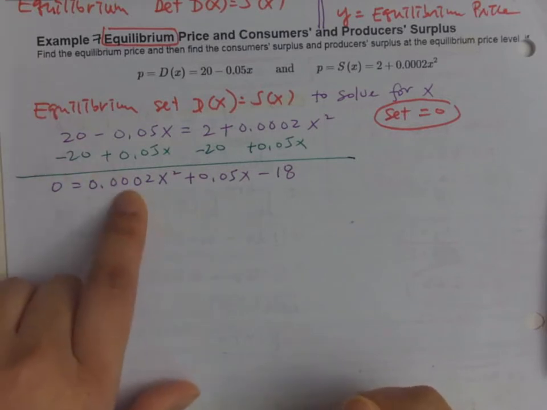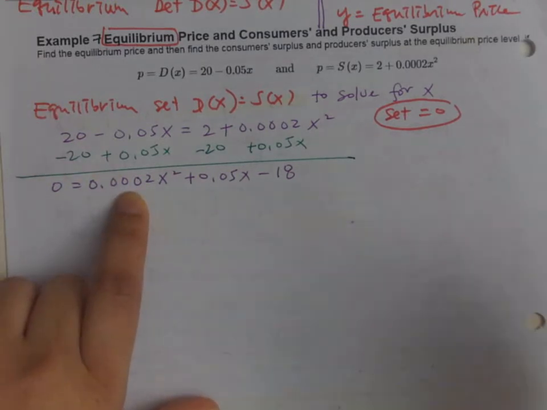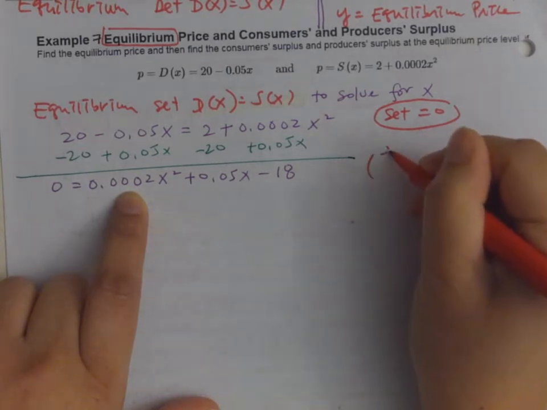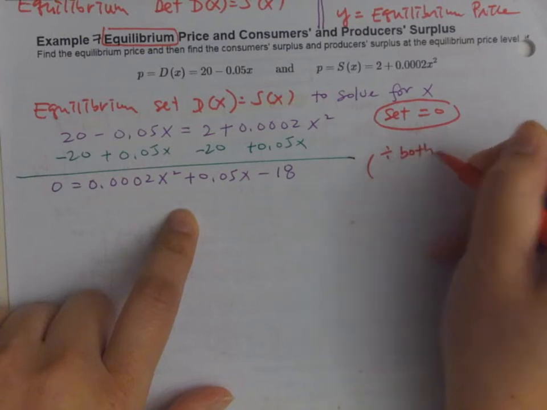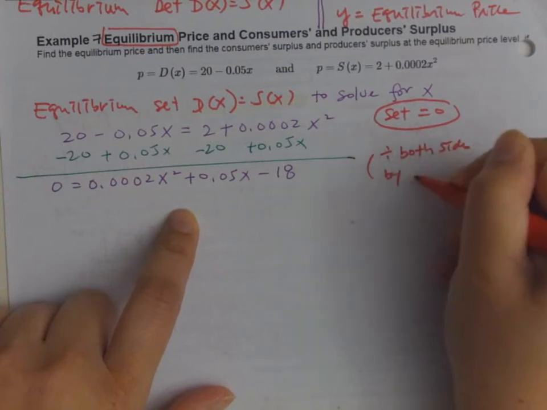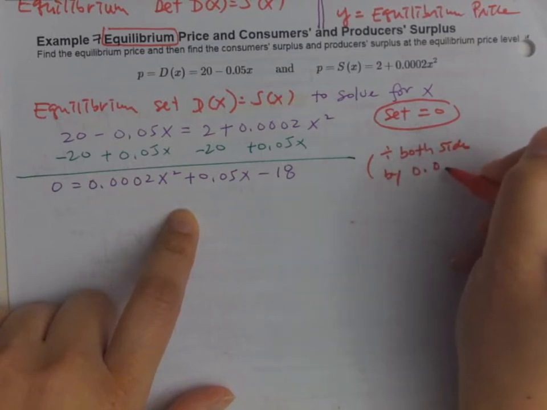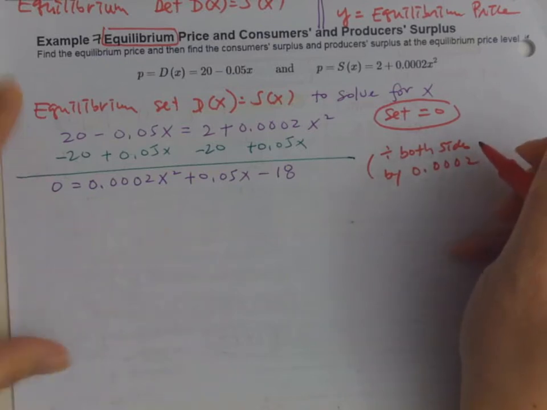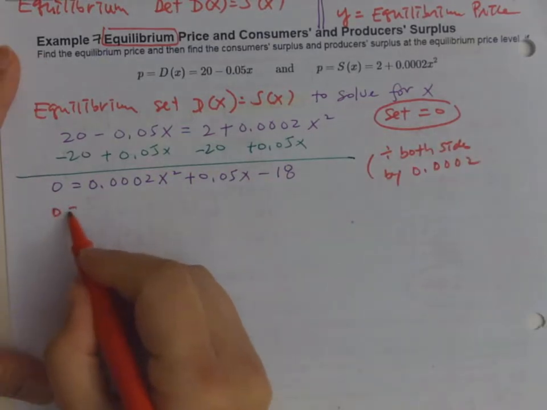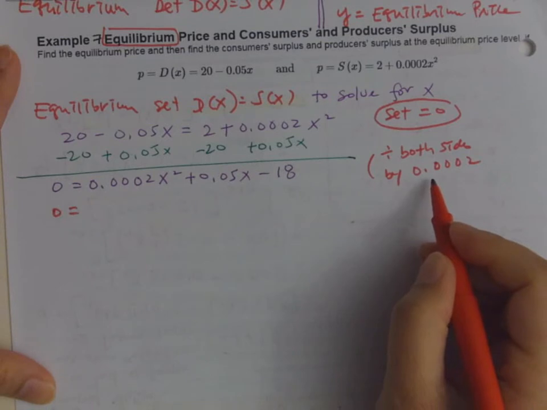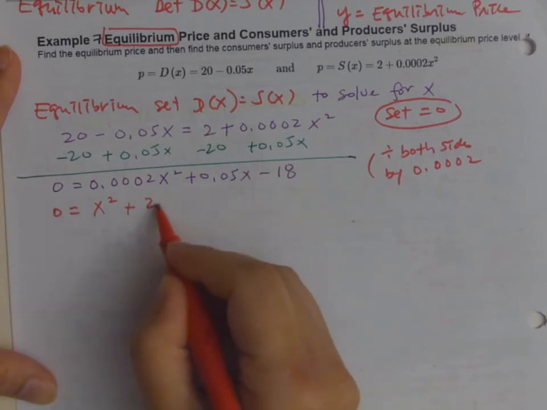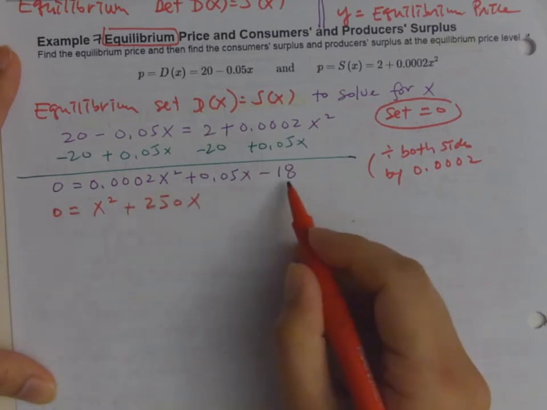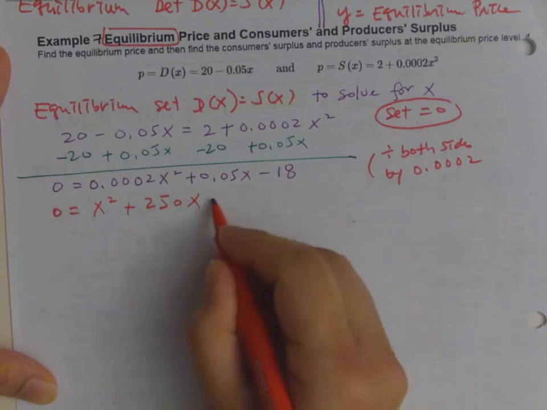I don't really like that because it's going to be hard to factor. So to get rid of that, I could divide both sides by 0.0002. 0 divided by anything is just 0, and then this would be just x squared. This divided by 0.0002 will get me 250x, and then negative 18 divided by that will get me a negative 90,000.